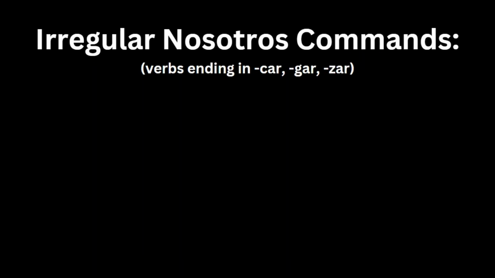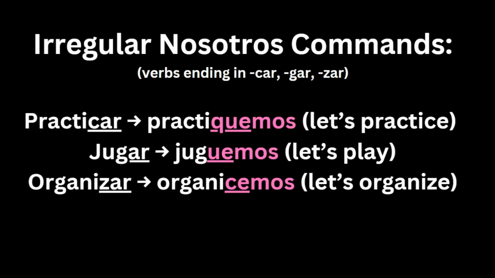After these verbs, there are verbs ending in car, gar, and zar, and these verbs have a spelling change in the nosotros commands, while changing the ending to e. Practicar becomes practiquemos, meaning let's practice, jugar becomes juguemos, meaning let's play, and organizar becomes organicemos, meaning let's organize. If you see any other verb that ends in car, gar, and zar, remember to change the ending and spelling in case you want to use it in the nosotros command.